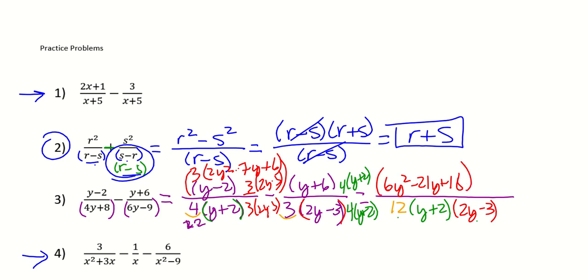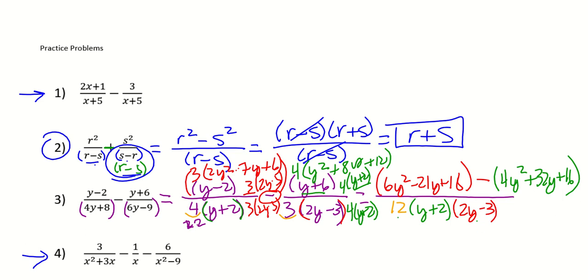Then I have my minus, this minus here, and now I'm going to take these binomials, multiply those together, and that gives me y squared plus 2y plus 6y plus 8y plus 12. And that still needs to be multiplied by the 4. So that gives me 4y squared plus 32y plus 16.